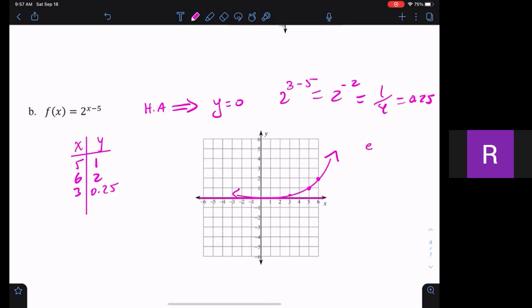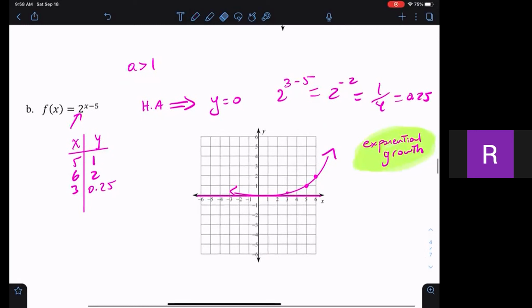So this is exponential growth, right? How do I know that? Because look, the a term is bigger than 1, right? If a is bigger than 1, that's exponential growth. What else do I need to do? This is a translation 5 units to the right, right? That's what this thing is saying. Okay. That's it.